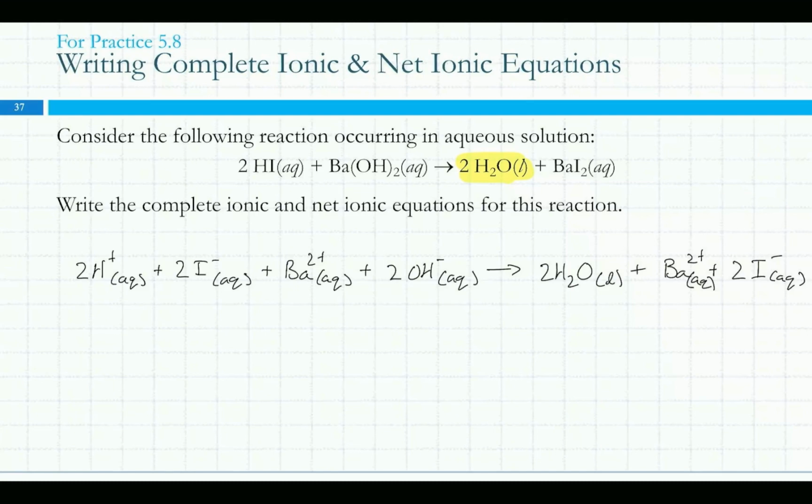So move over to products. The water stays the same. And then for barium, same kind of thing. We're 1 barium, so 1 barium. Subscript 2 for iodide means 2I minus. All right, so now that's the complete ionic equation.